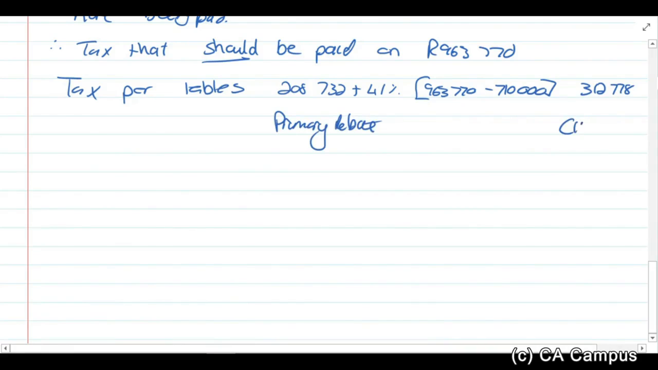From that, we deduct our primary rebate, which I remember is 14,112. For some reason, I'm going to remember that. 312,778 minus 14,112 gives us 298,666.